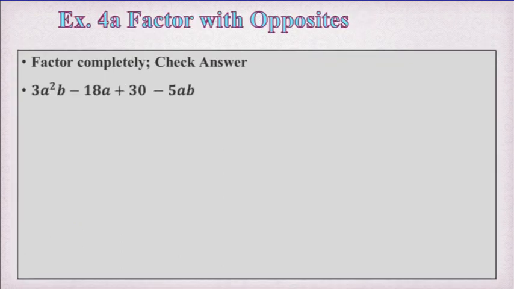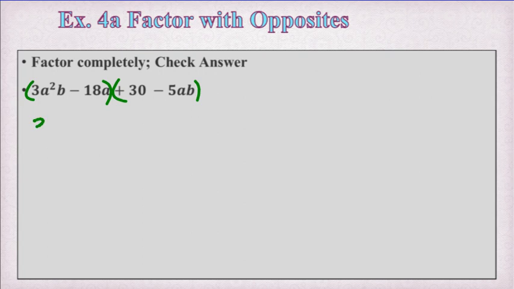Our fourth type, factoring with opposites. So we're going to find that we'll have to factor out a negative 1 to make the signs of our binomials equal to each other. So again, first check to see if I can take out a greatest common factor, and I can't. So now I'm going to group. I'm going to group these two together and these two together.